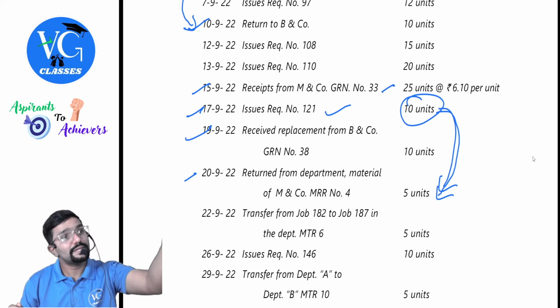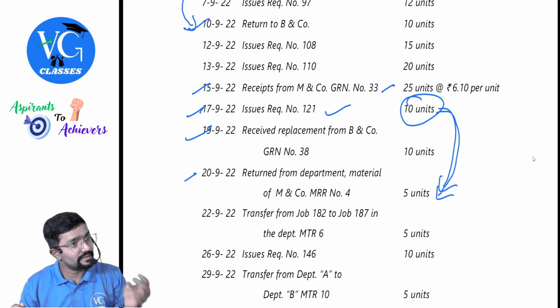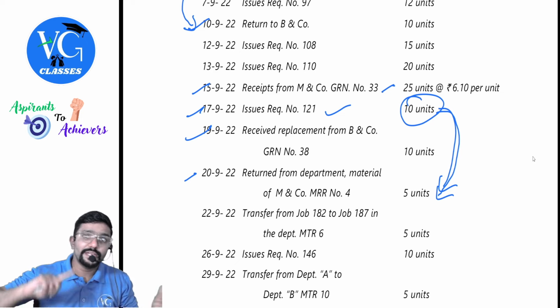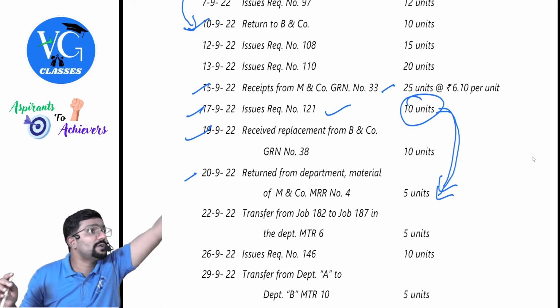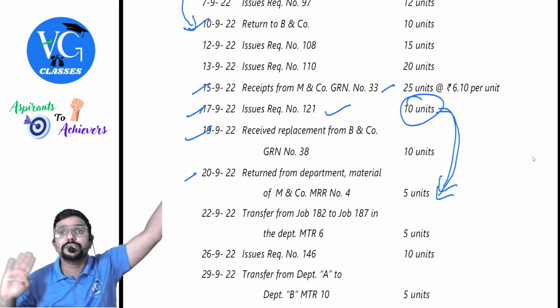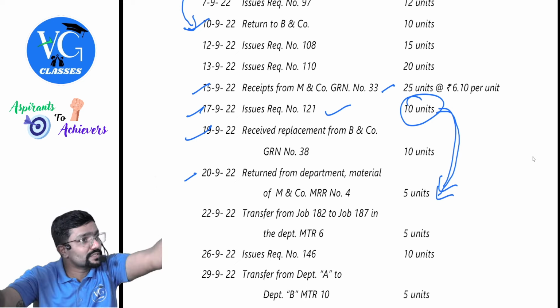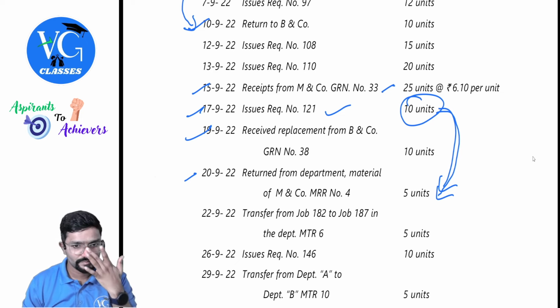Please be careful. I purchased from M&Co., received it, recorded it as receipt, later issued to the production department. Now who is returning it back? The production department, not to M&Co., not purchase returns. Returns from production to stores.